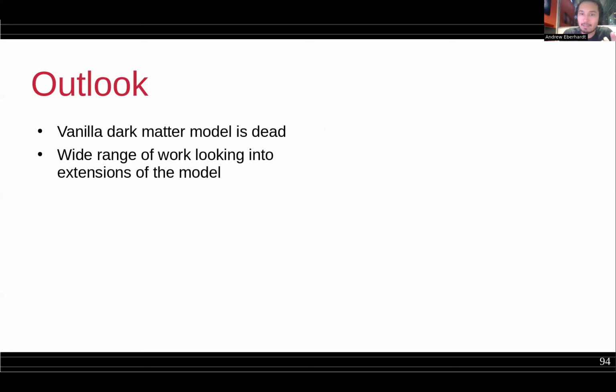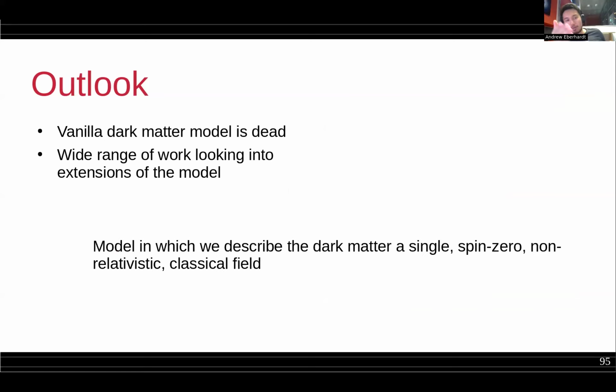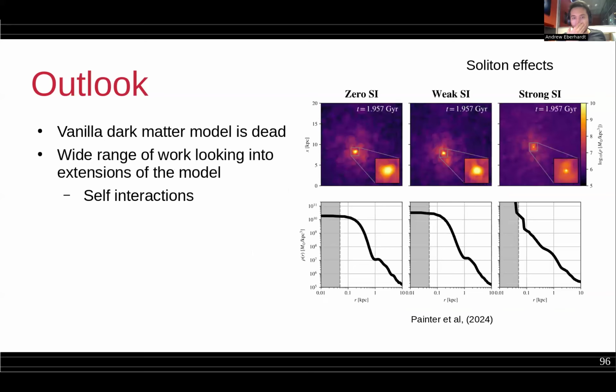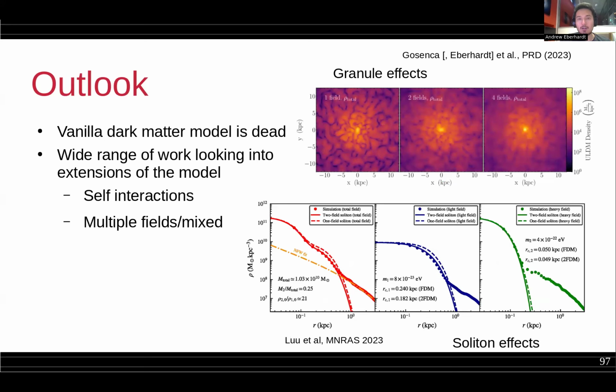This is interesting. At the beginning of the talk, I said the following statement: usually we describe the model using a single spin theory, non-relativistic classical field. Now at this point, we've looked at how self-interactions change these predictions. For instance, we know that self-interactions change the profiles of solitons. If you deepen the potential well by adding some sort of quartic term to your potential, you're going to get a different soliton than would come without that term. We've also looked at adding multiple fields.